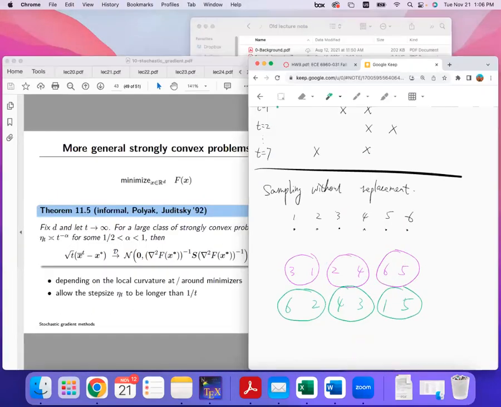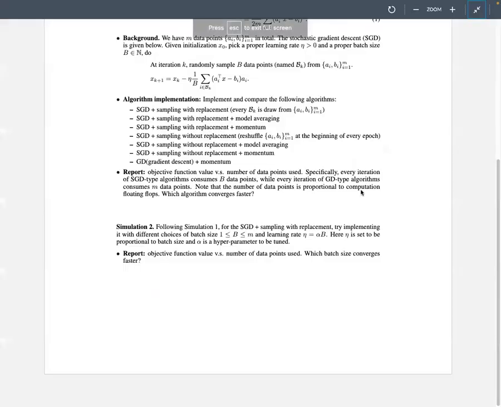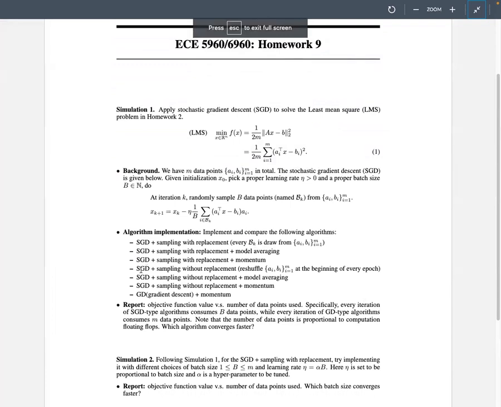So in the homework, for the last three, the next three implementations, we are still doing the same setup, but with sampling without replacement. Okay. So we are going to compare all these different settings. And you may observe a gap between these two sampling schemes. Usually the sampling without replacement will be faster, but sometimes they are very close to each other. It depends on your data.